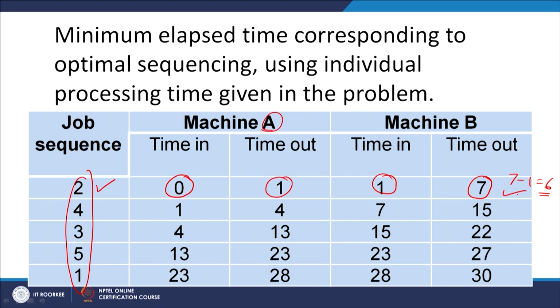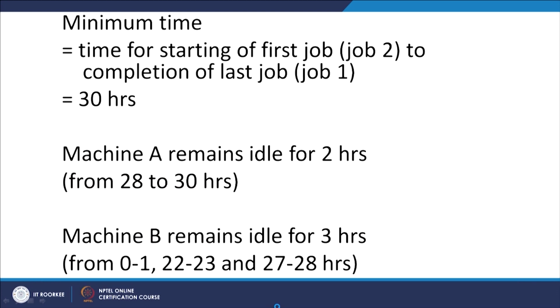The same thing has to be adopted for the next job, that is job number 4. For machine A, since the time out was 1, for the fourth job the time in will be 1, and the time out will be 4, because job number 4 requires 3 hours. Like this we will keep on completing for all the jobs on machine A, and similarly for all the jobs on machine B. The minimum time has to be calculated from the start of the first job, that is job 2, to the completion of the last job, that is job 1, and that comes out to be 30 hours.